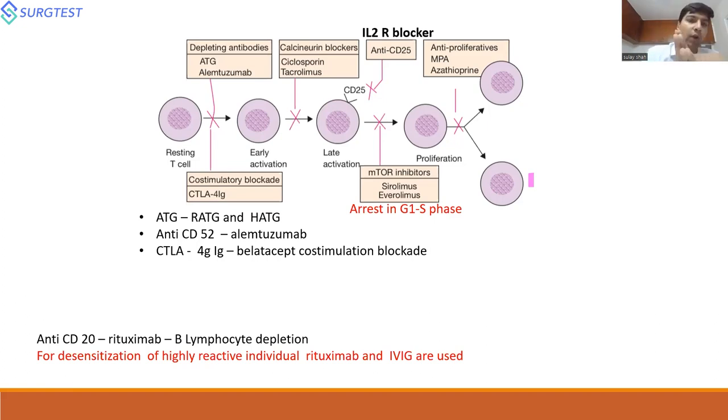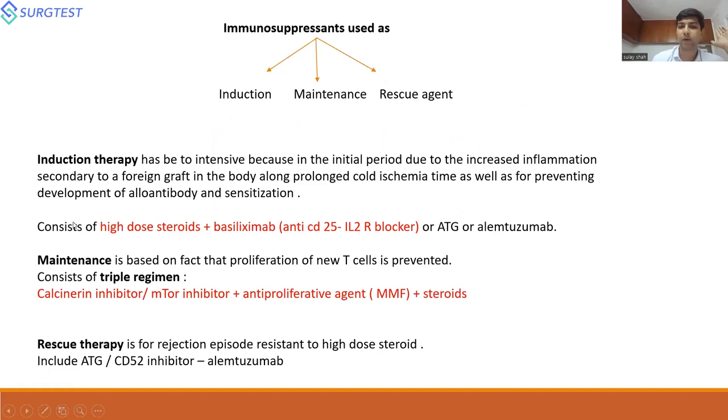Or you can use high dose steroid. The two newer drugs which can be used are alemtuzumab, as mentioned over here. It is anti-CD52. A similar thing happens. Don't need to go into the details. Similar thing. Lymphocytes are killed with the help of anti-CD52 antibodies, such as alemtuzumab, or lymphocytes are stopped from activating. However, CTLA-4, that is co-stimulatory blockade, the drug is belatacept, has still not been clearly used in day-to-day routine life. But the important concept to remember is the commonly used drugs that we hear, the calcineurin inhibitors and so on, are not for the induction regimen.